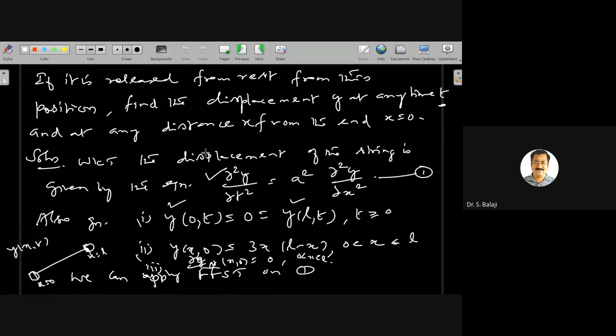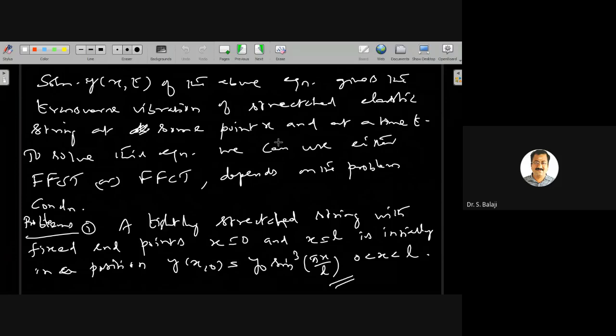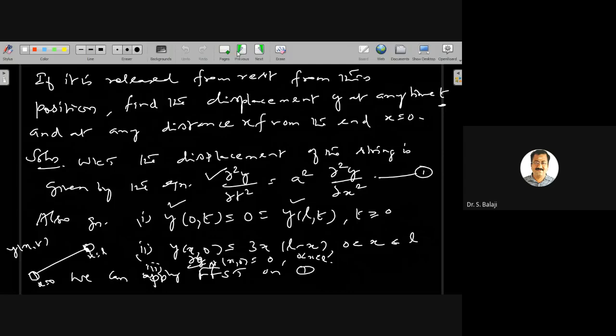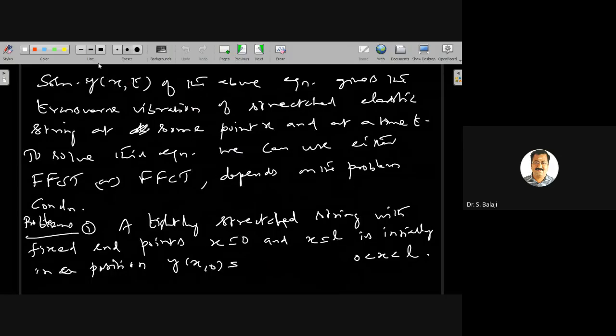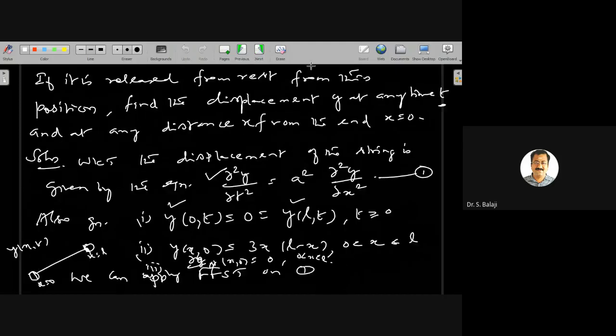And then initially it is released from the position y equals 3x into (L minus x). Initially, that means at time t equal to 0, it is in this position, and from this position the string is released.